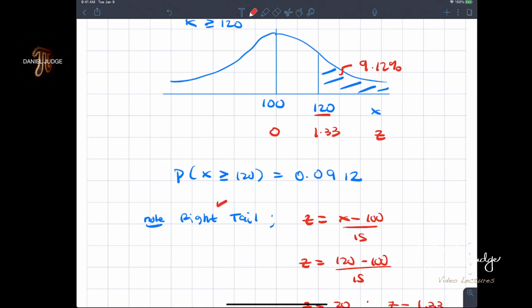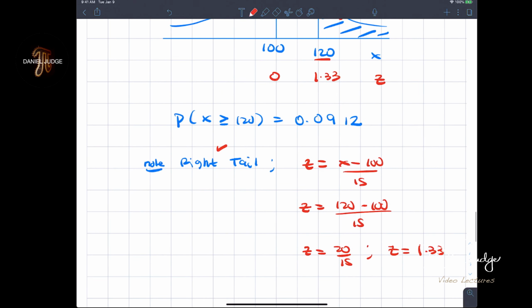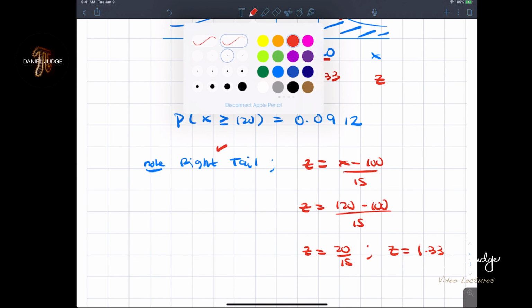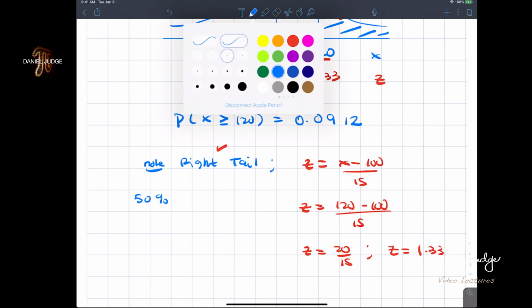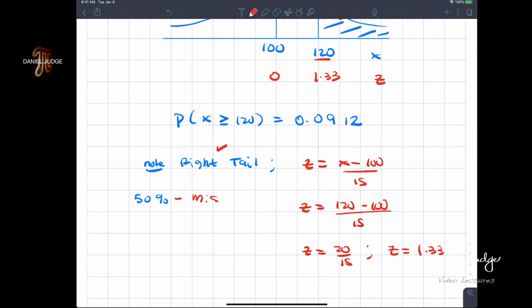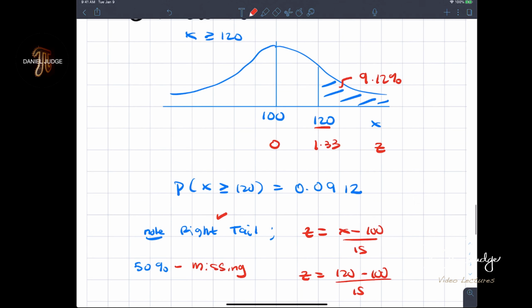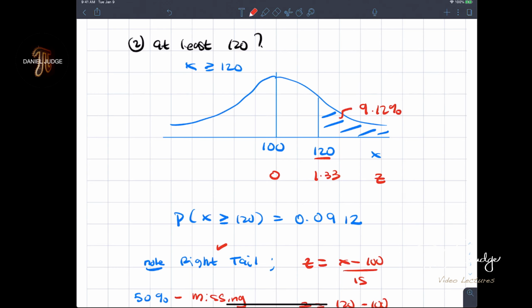But since this is a right tail, how do you find the percent of the bell that's shaded for a right tail? You always start with the 50% and you always subtract what is missing. This is the right tail procedure. So you say, Mr. Judge, what's missing? I don't know. This portion is what's missing, whatever that is. That's why we use the Z table to find what percent of the bell is missing between 0 and 1.33.